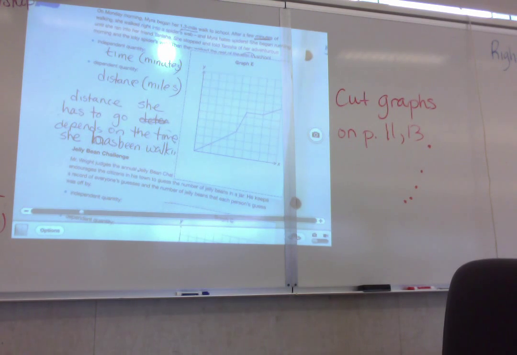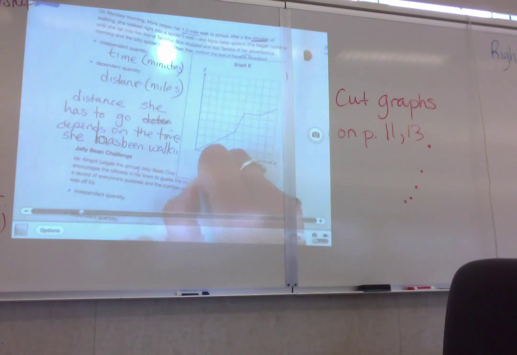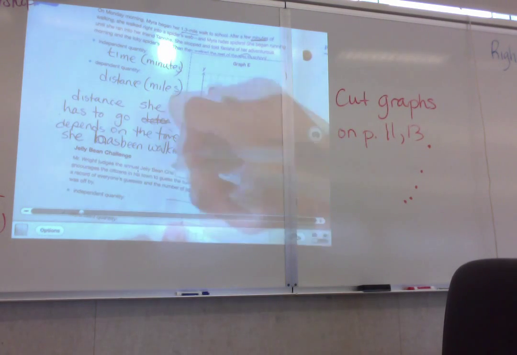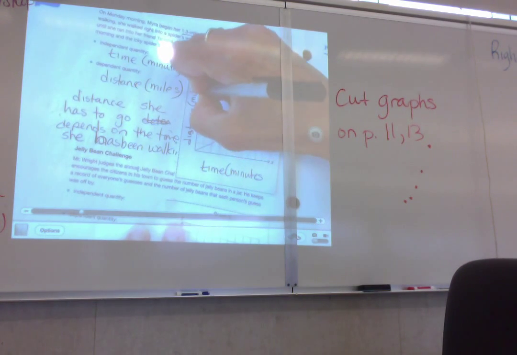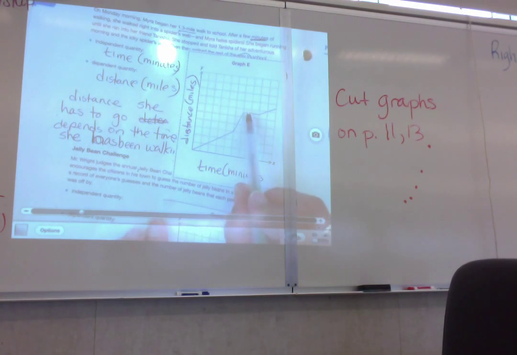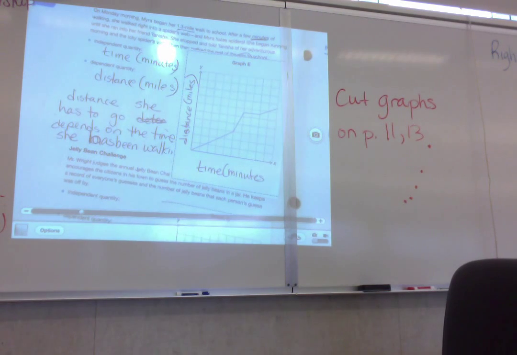Okay, Myra, why did you pick this graph? Because at first she was walking to school, but then she stopped because of the spiderweb, and then she started running, and then she started walking. Okay, so we have time in minutes, and we have distance she has walked in miles. She was walking and making a steady pace, making that steady distance, getting to school, and then all of a sudden she hits a spiderweb, and then I think she stops with a friend, and then they both start walking again. So her speed was not steady. There were some little bumps in the road.